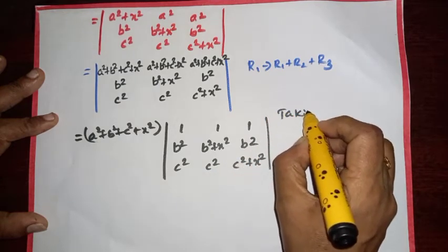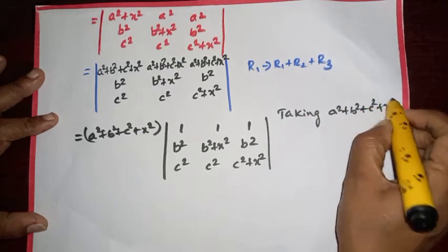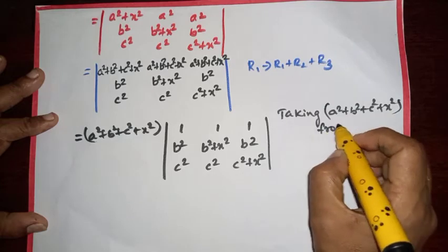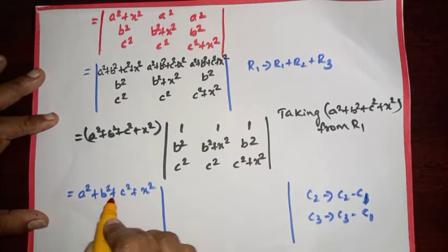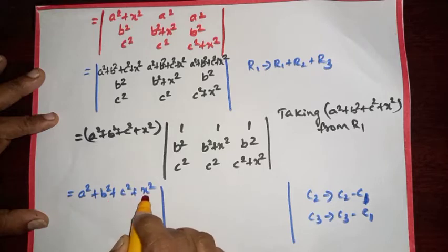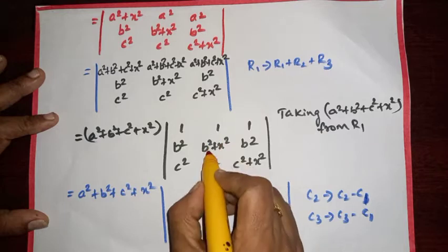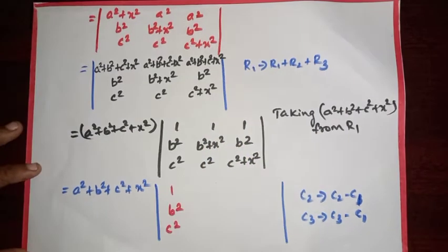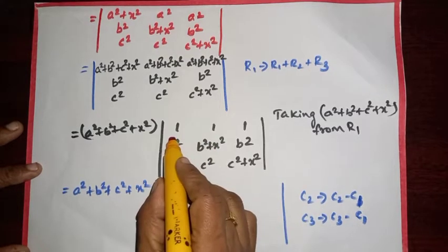Taking A square plus B square plus C square plus x square from R1, which is equal to A square plus B square plus C square plus x square. Now I am going to make changes in column 2 and column 3. Write column 1 as it is. Make changes in column 2 and column 3. Column 2 as column 2 minus column 1.